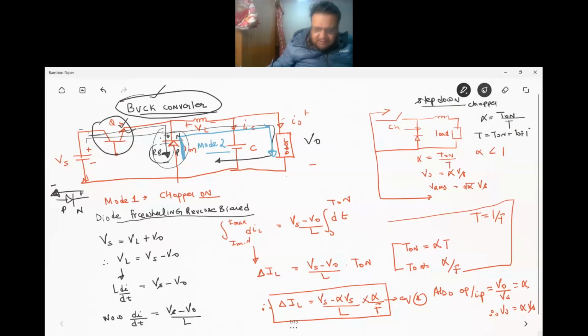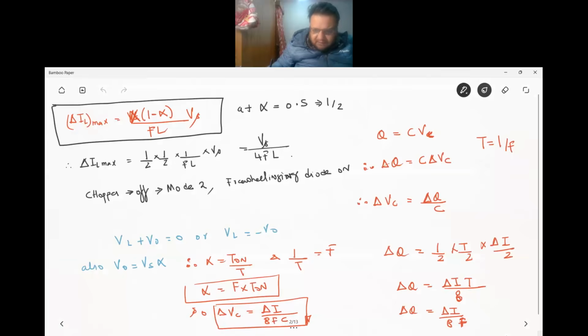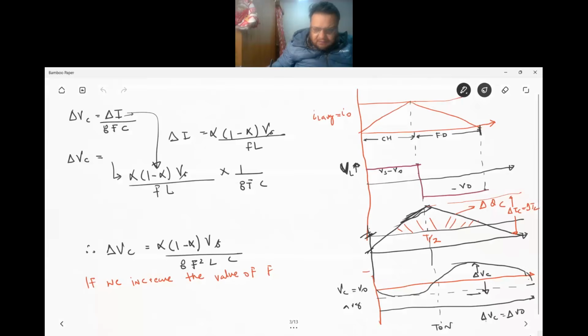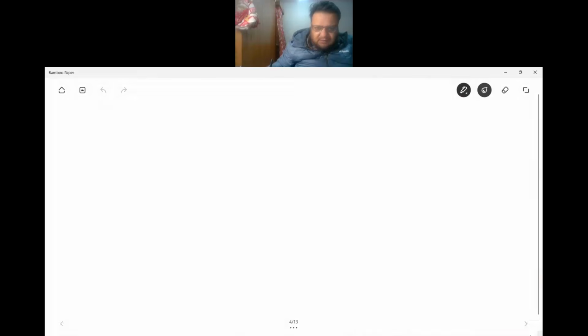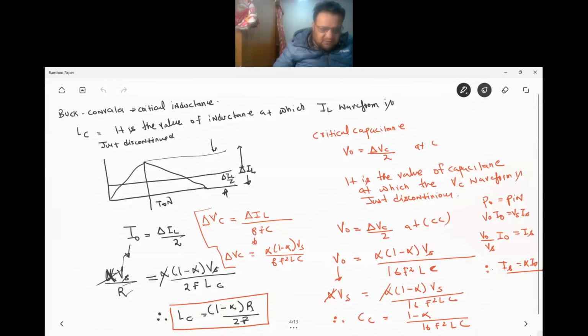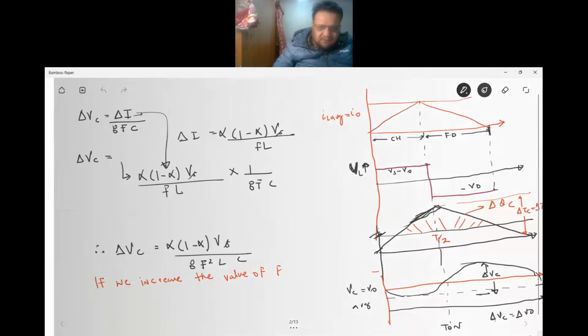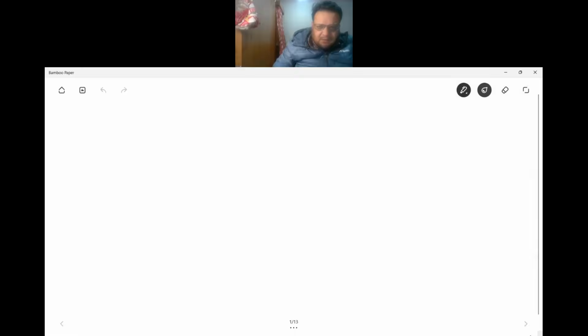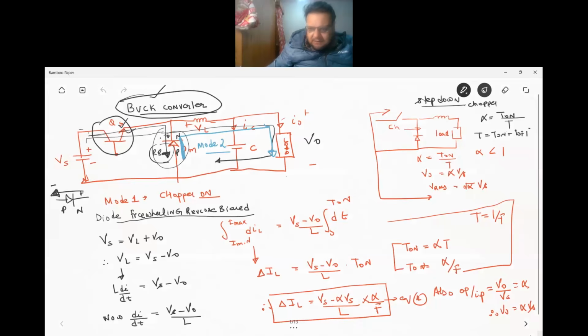Which part? That I've drawn in the next section. I'll just show you because I wanted to save the time. Where have I drawn it? Yeah. Okay, I've not drawn it. Yeah, not drawn. I'm sorry. Okay, no issue.